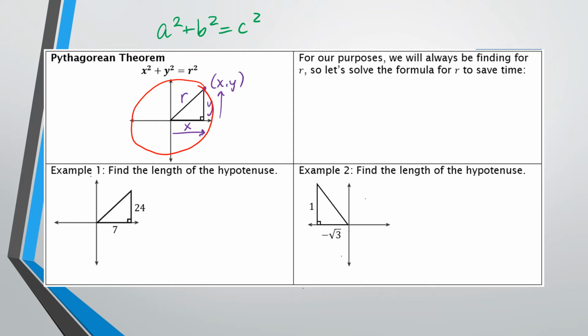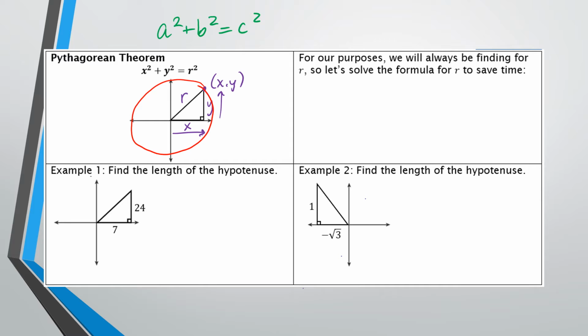Now, most of the time what's going to happen is you're going to be given your x and your y value, and you're going to be trying to find the radius. So the Pythagorean theorem isn't solved for anything. To make our lives a little bit easier, let's go ahead and solve for r. Maybe it'll make our jobs a little bit easier. It'll save us some time.